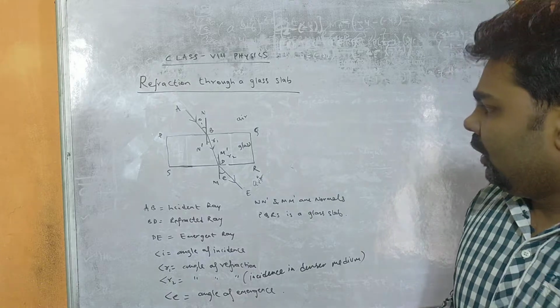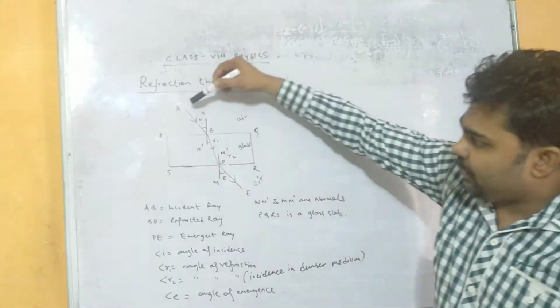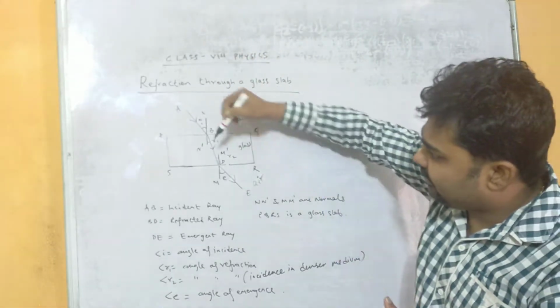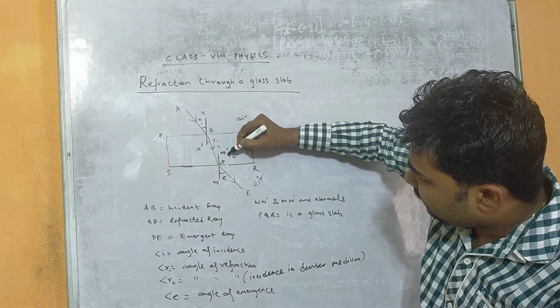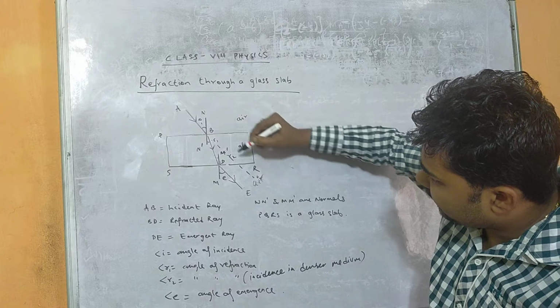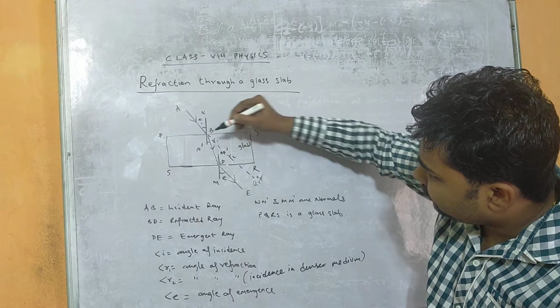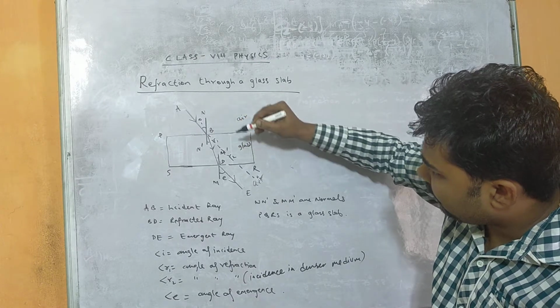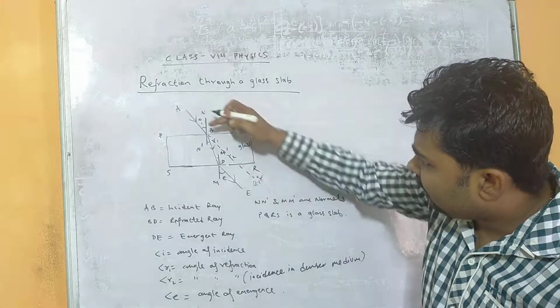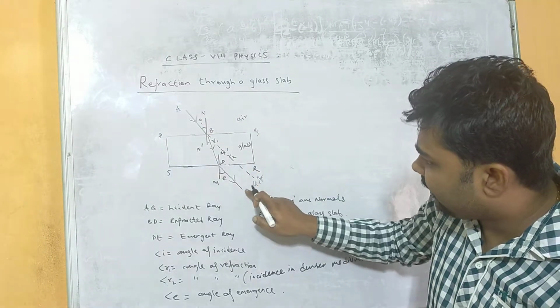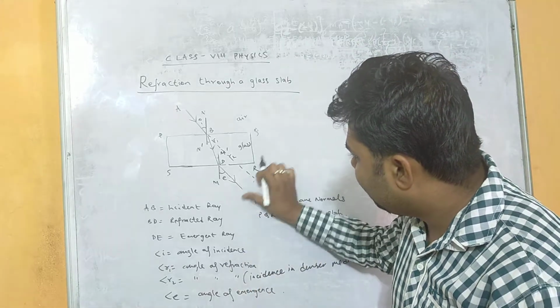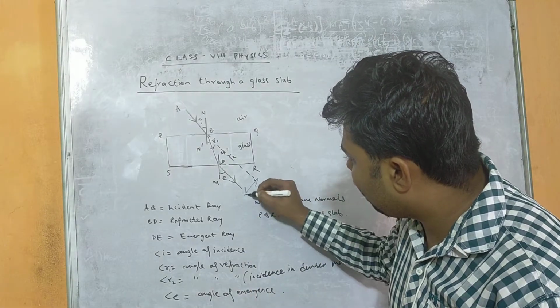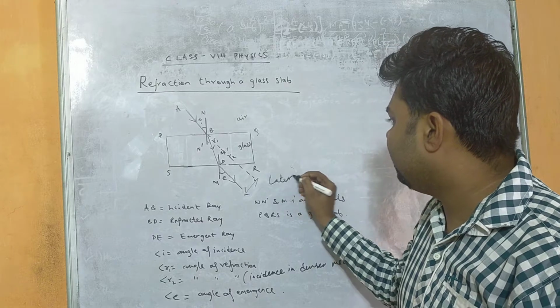Okay, now you see, if you produce this incident ray, it has been seen that this dash line and this line are parallel to each other. And this distance is called lateral displacement.